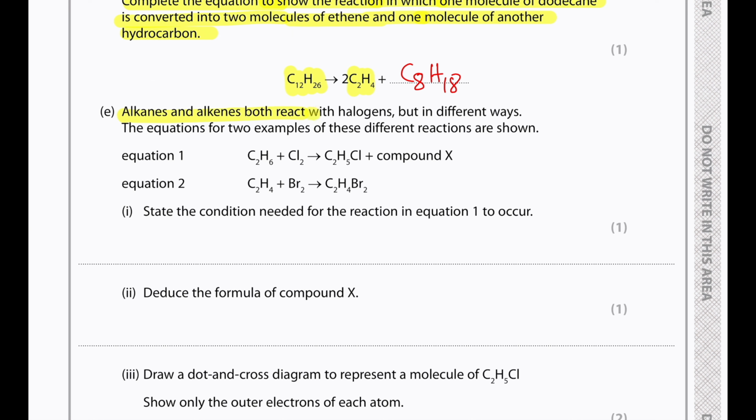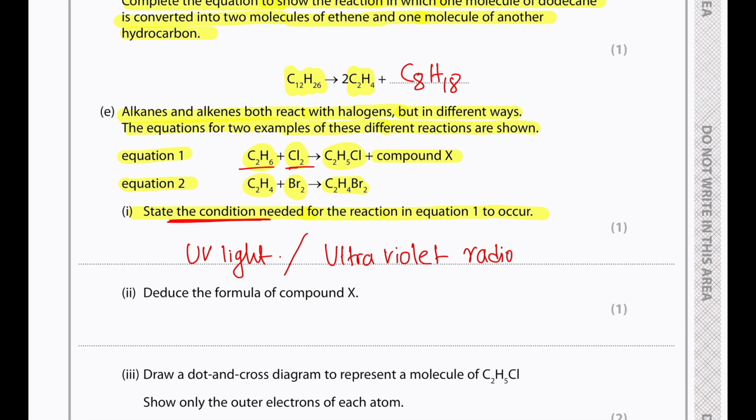Alkanes and alkenes both react with halogens but in different ways. The equations for 2 examples of these different reactions are shown. Equation 1, ethane reacting with chlorine produces chloroethane plus compound X. In equation 2, ethene reacts with bromine and produces 1,2-dibromoethane. State the condition needed for the reaction in equation 1 to occur. Because equation 1 involves an alkane with a halogen, we will require ultraviolet light. Because they say condition, it's better to write ultraviolet radiation.